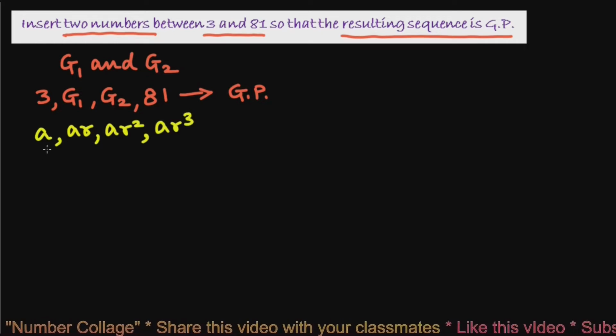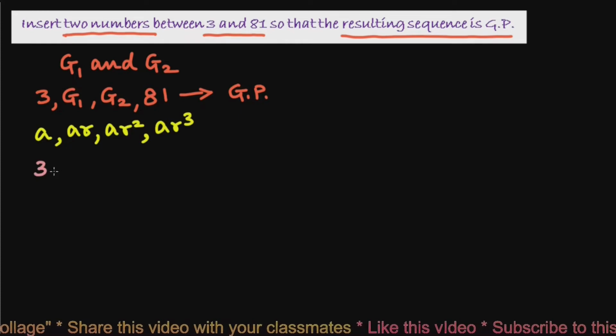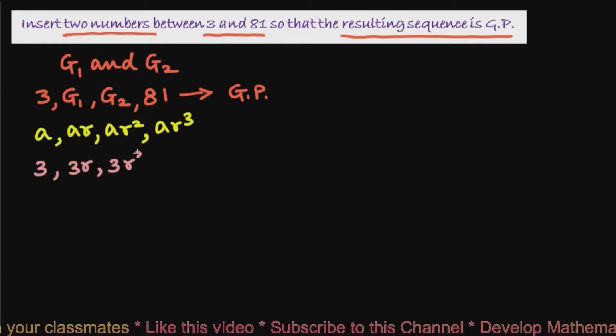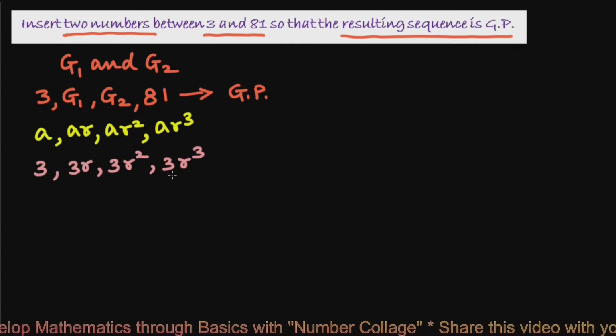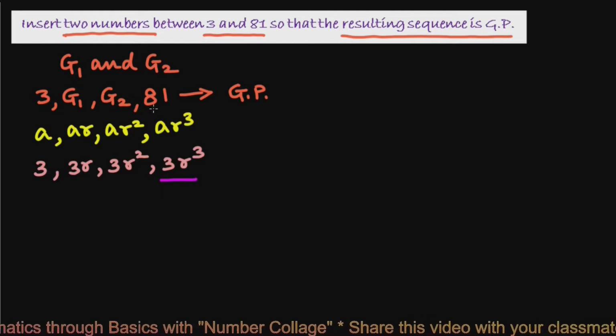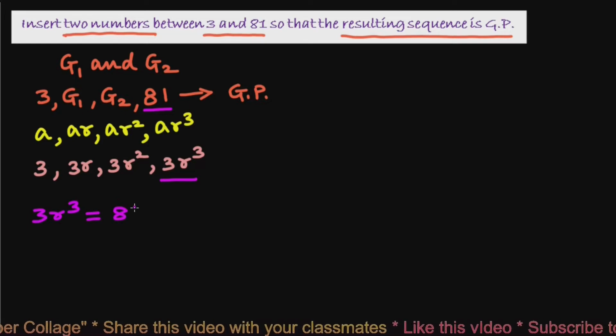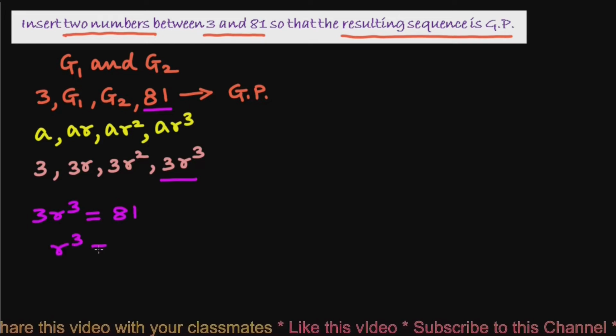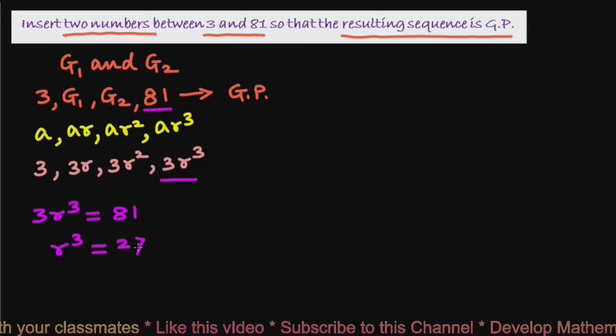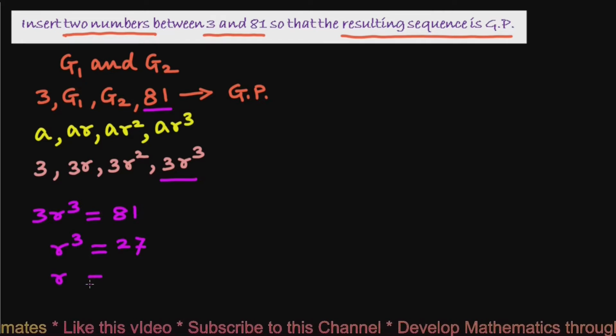Putting A equals 3, this will become 3R square, 3R cube. This comparison gives us 3R cube equals 81. So we write 3R cube equals 81. R cube equals 81 by 3, that is 27, and R equals 3.